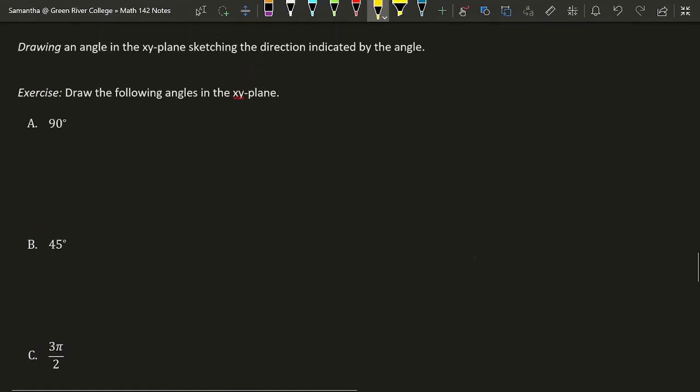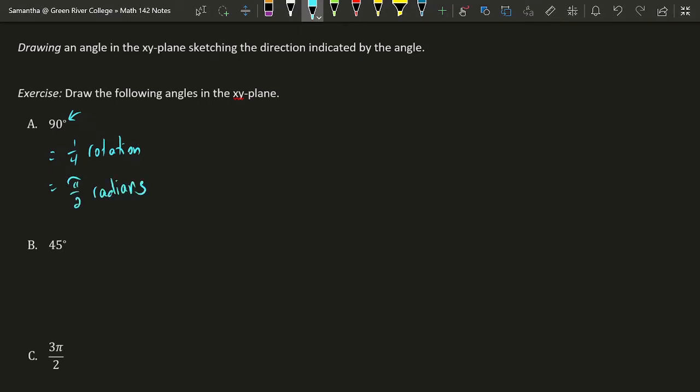For example, let's get some exercise drawing angles in the xy plane to show the direction that they indicate. Let's start with 90 degrees. It's definitely degrees because you can see the degrees circle written above the number. So 90 degrees would be equivalent to 1/4 of a rotation. It would be equivalent to pi divided by 2 radians. So I'm going to draw the xy plane. Here's x horizontal and here's y vertical. I'm going to start by positioning myself at the origin and looking over to the right in the direction of positive x.